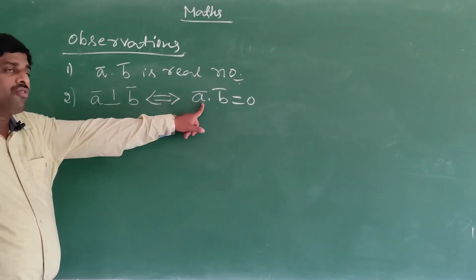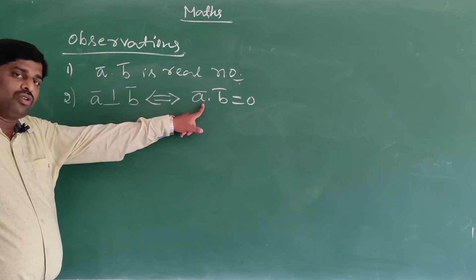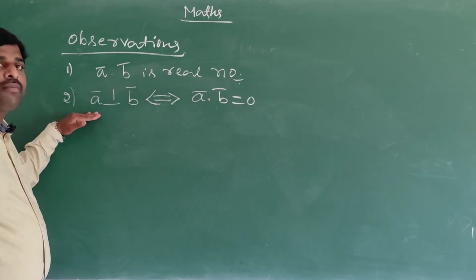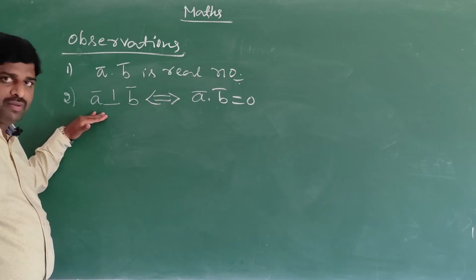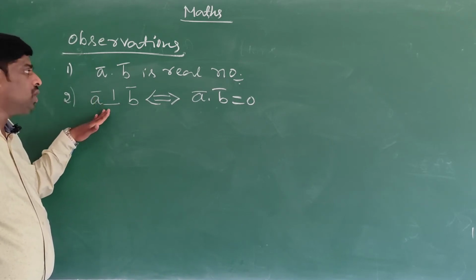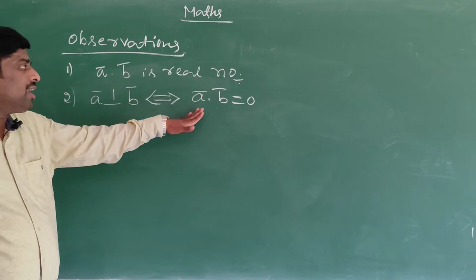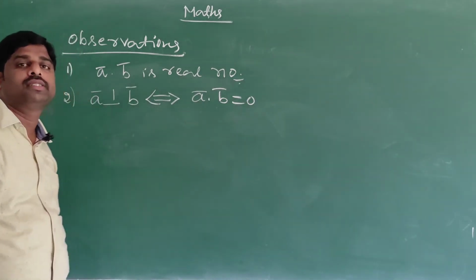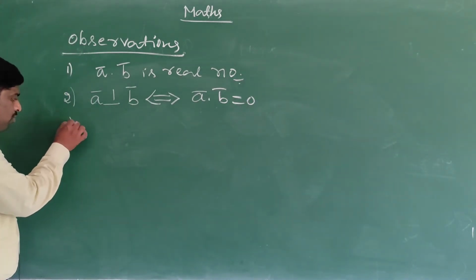When you take a bar dot b bar equal to 0, automatically a bar is perpendicular to b bar. When a bar is perpendicular to b bar, automatically a bar dot b bar equals 0. Next, come to the next point.